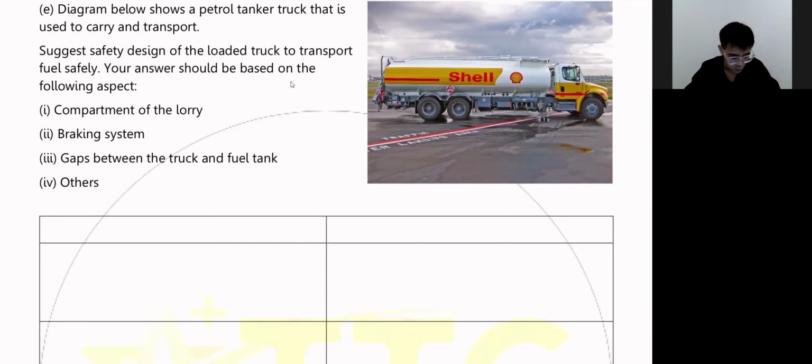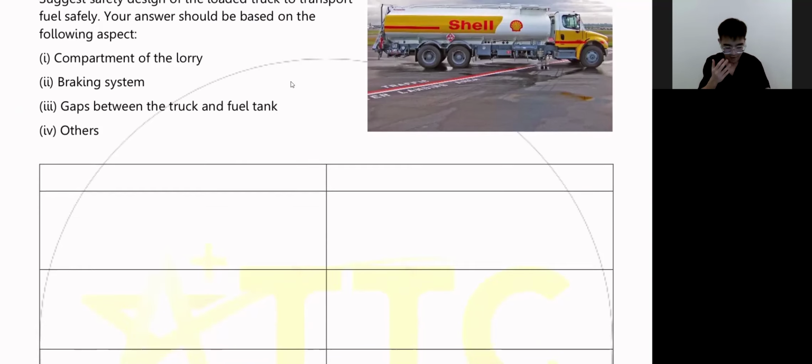First, the question wants you to choose how you want to design the compartment of the oil tanker truck. Next, the braking system. Third, the gaps between the trucks and the fuel tank. Then number 4 and the 5th one are actually together, because they want you to think of other features that make this truck more safe, to transport the fuel safely.